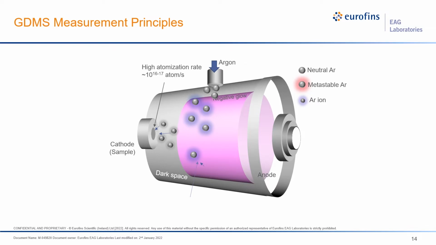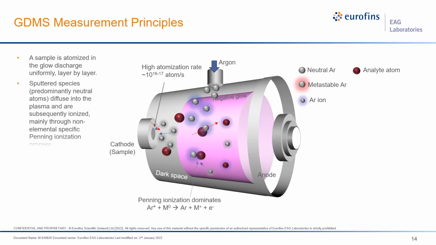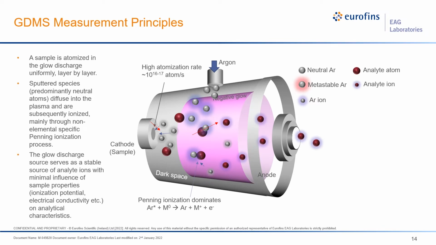Those sputtered neutrals will predominantly go through the ionization process in the plasma, and then be extracted to the mass analyzer for analysis. A couple of things you can see: number one, the sample is atomized in the glow discharge uniformly, layer by layer. Number two, the sputtered species, predominantly neutral atoms, diffuse into the plasma and are subsequently analyzed.